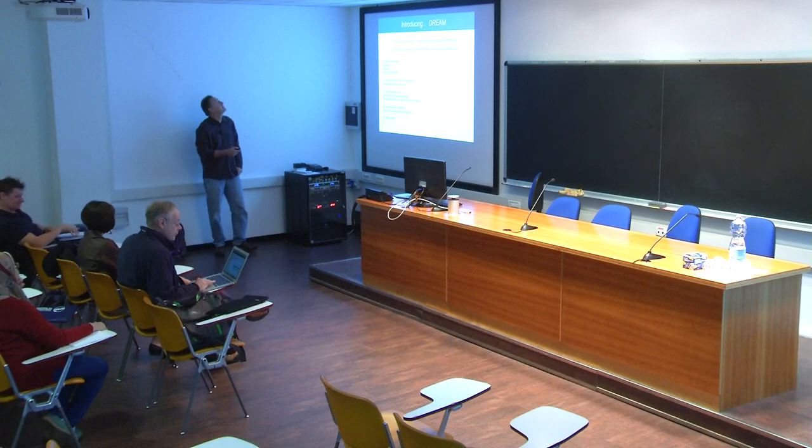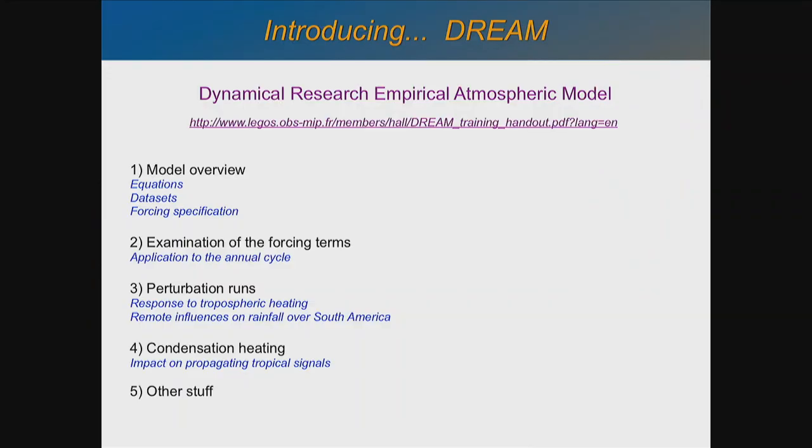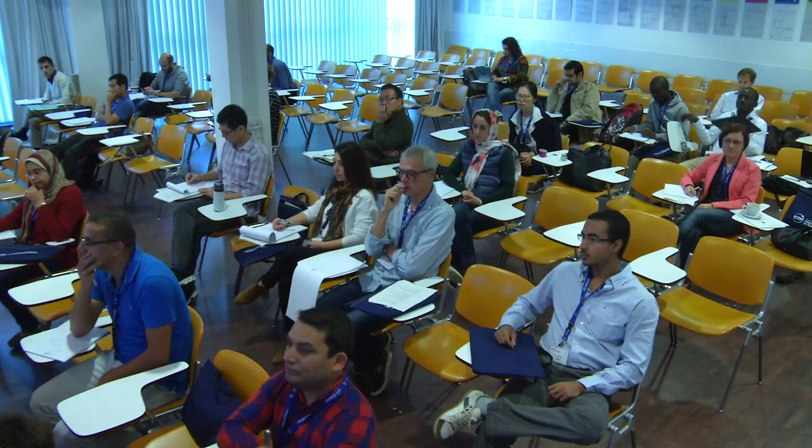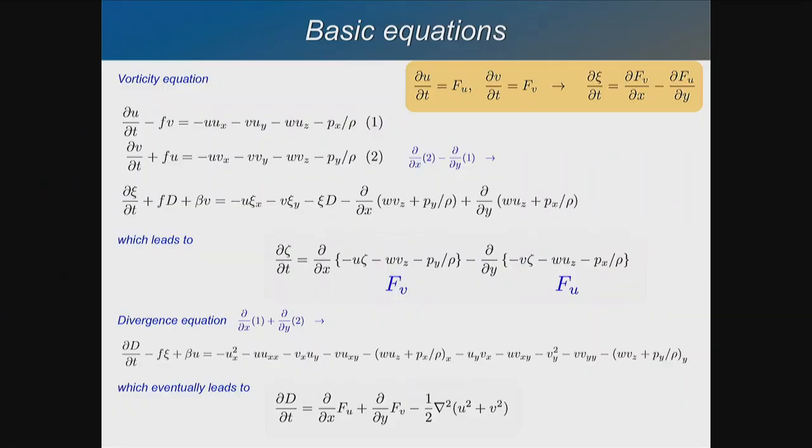So this is the dynamical research empirical atmospheric model. There's a link here, but essentially it's a link to a presentation which is very much like this one. So for you, not much point. So I'm going to talk about the way in which this works to start with. Then I'm going to go into some detail about a new piece of work on adding an annual cycle to this model. Then I'll talk about some perturbation runs we've done for remote influences on South American rainfall. A little short section on condensation heating, which I've put into the model. And then, if time allows, various other bits and pieces which illustrate the types of things you can do with this modeling system.